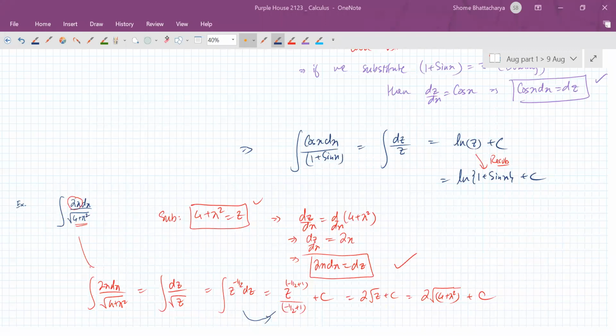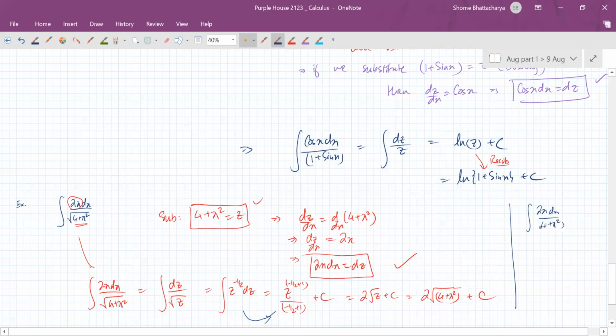Sir, then my answer is wrong. No, I wrote ln of root of 4 plus x square. You have done the answer for a different question. You have done it for 2x dx divided by 4 plus x square. Then we would substitute 4 plus x square as z, so 2x dx becomes dz. The integral would have become dz by z, which gives ln z plus c. So it's a slightly different question that we have solved.